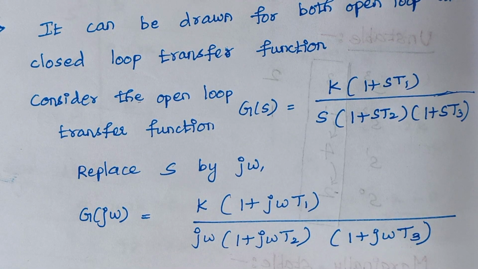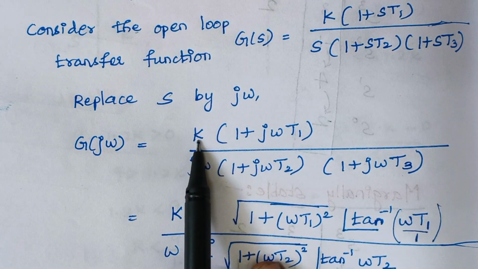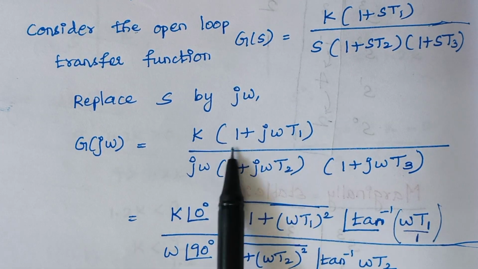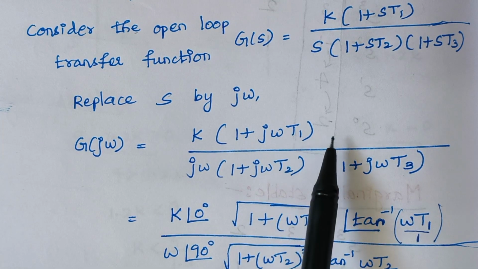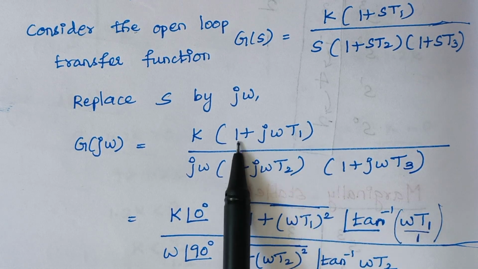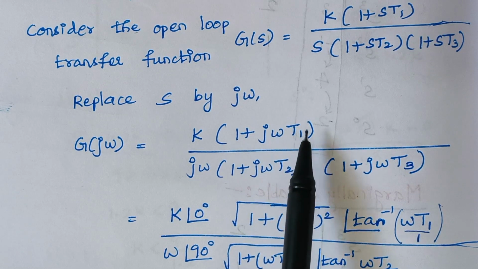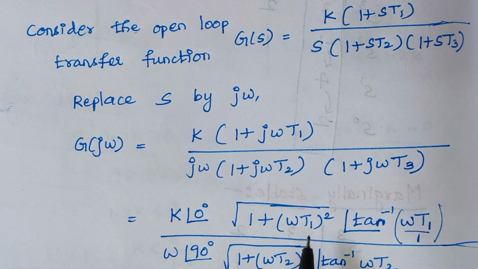The next thing is we have to write each and every term in terms of magnitude and phase angle. So here you see k is a constant. So a constant doesn't have any angle, so k with an angle of 0 degrees. Next, look at this term. How to write the magnitude expression for this term? It is nothing but the square root of the real term squared plus the imaginary term squared. So here square root of 1 square plus, here the coefficient of the imaginary term is omega T1, so omega T1 the whole square. So this is our magnitude expression.